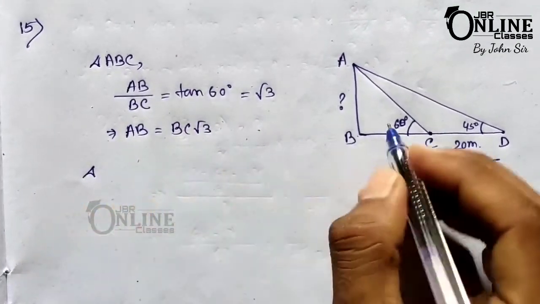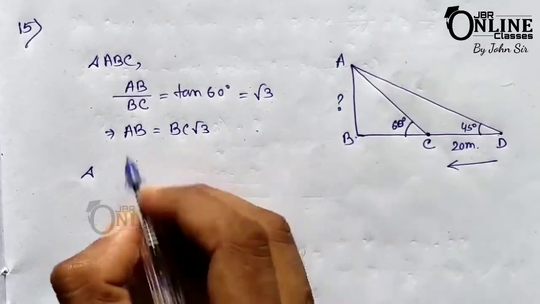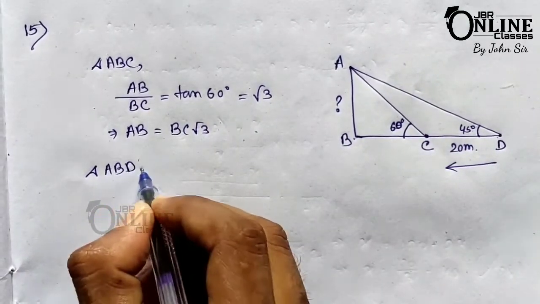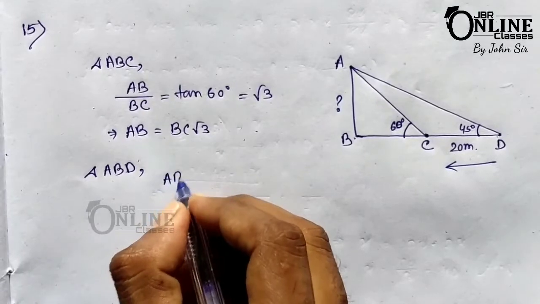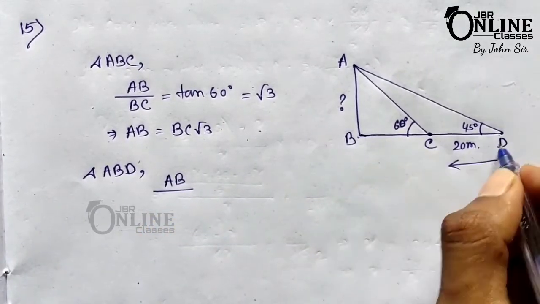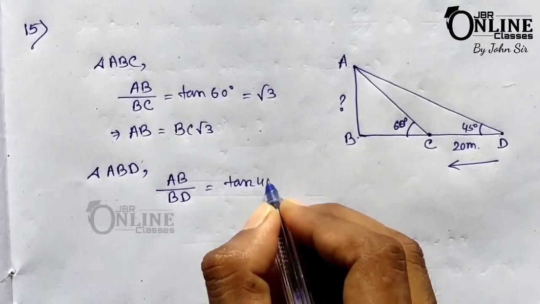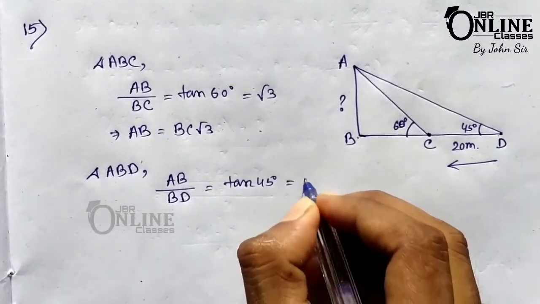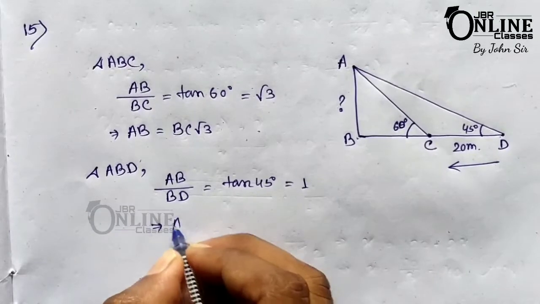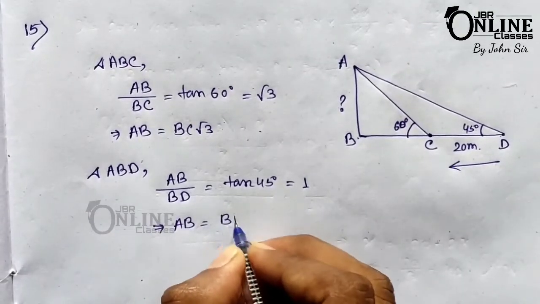Now in the second triangle, that means ABD. From triangle ABD, we get AB, the perpendicular, by the base BD, equals tan 45 degrees. The value of tan 45 equals 1. So we can write that AB equals BD.